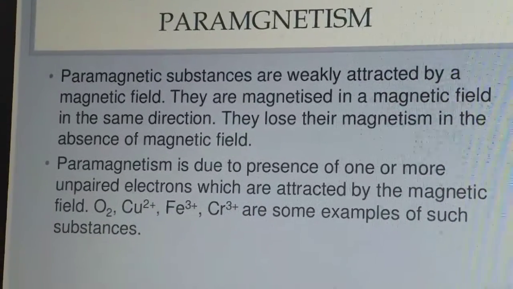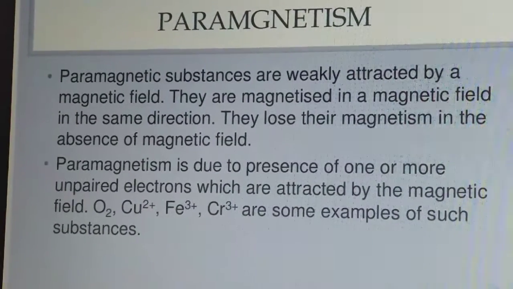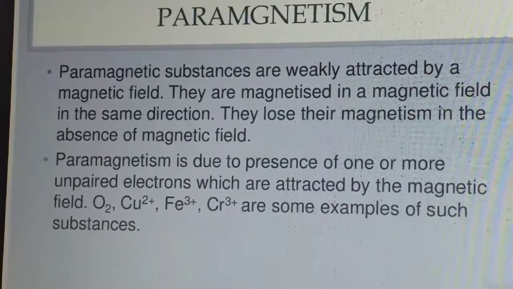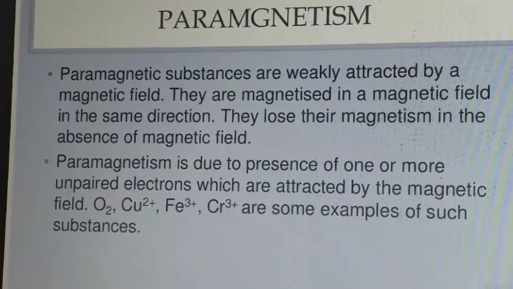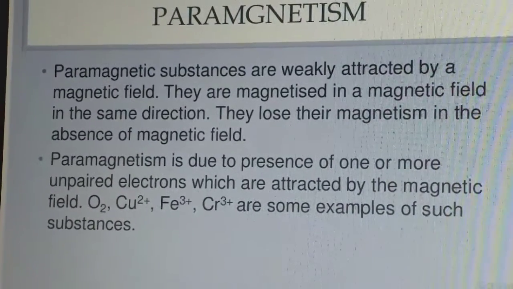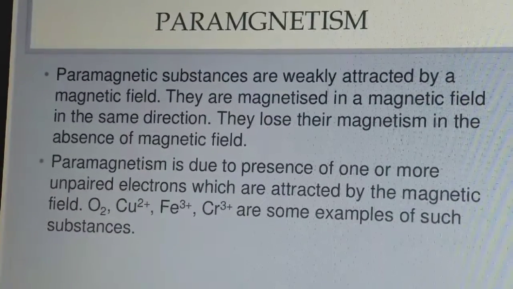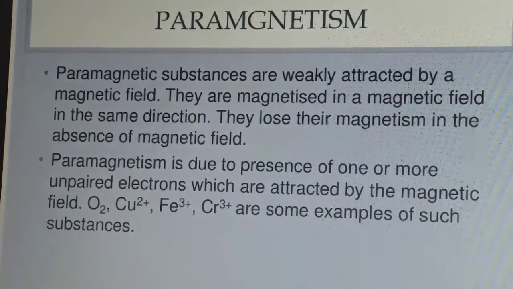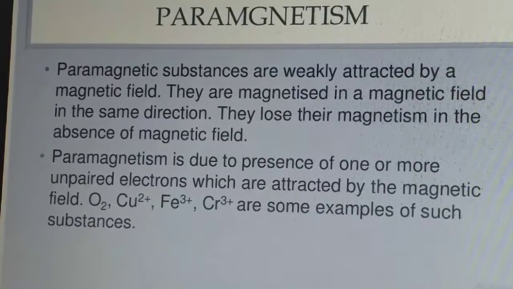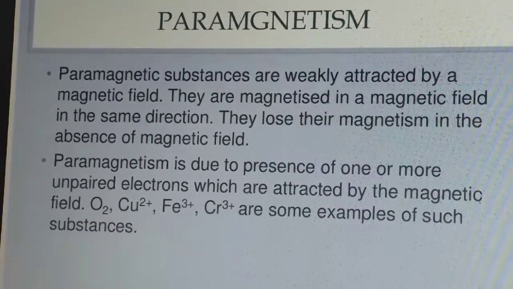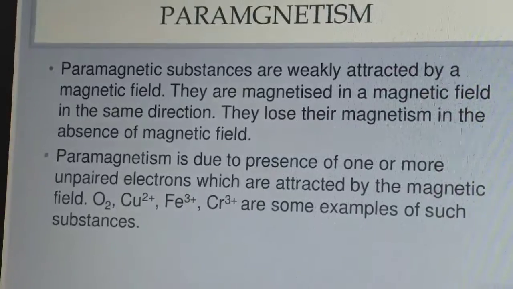Paramagnetism, we already discussed in bond order prediction: O2. O2 is paramagnetic. When you draw a molecular orbital diagram, you will understand they have 2 unpaired electrons in the antibonding 2p orbital. So paramagnetism is due to the presence of one or more unpaired electrons which are attracted by a magnetic field. Examples are O2, Cu2+, Fe3+, Cr3+.